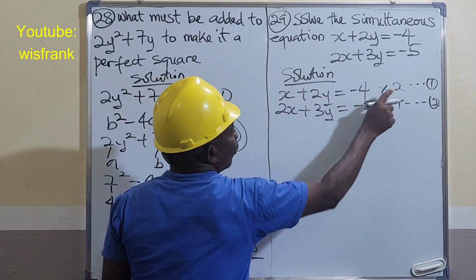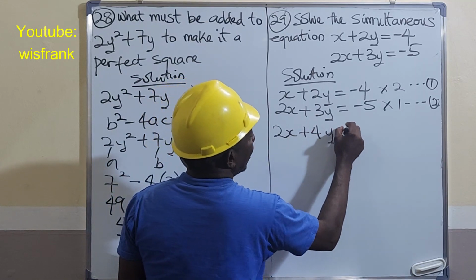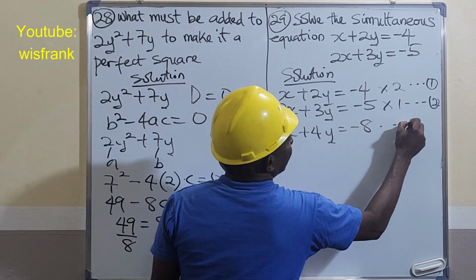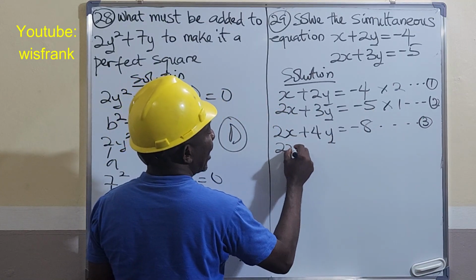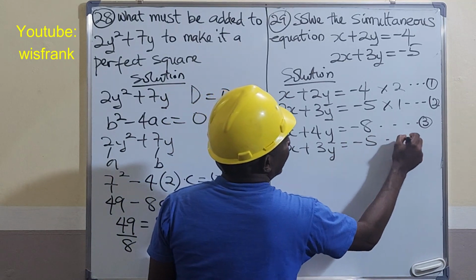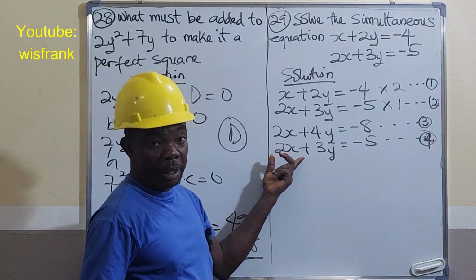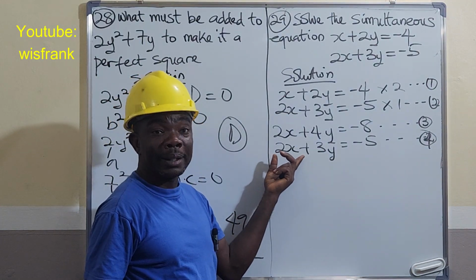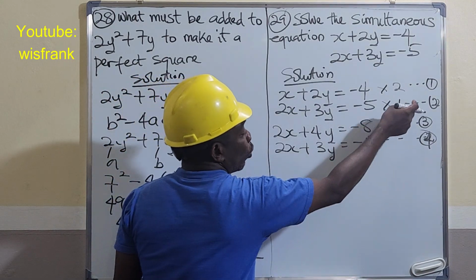When we multiply by 2, we have 2x plus 4y equals minus 8. This is equation 3. Multiplying by 1, it remains 2x plus 3y equals minus 5. This is equation 4. By the elimination method, we do direct subtraction. So we subtract equation 4 from equation 3.